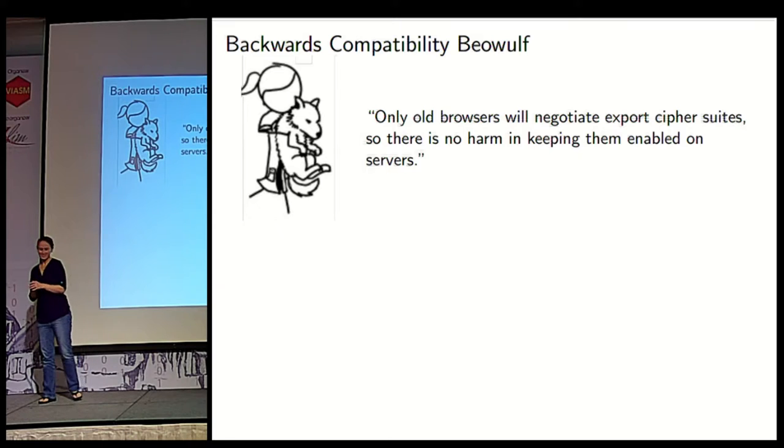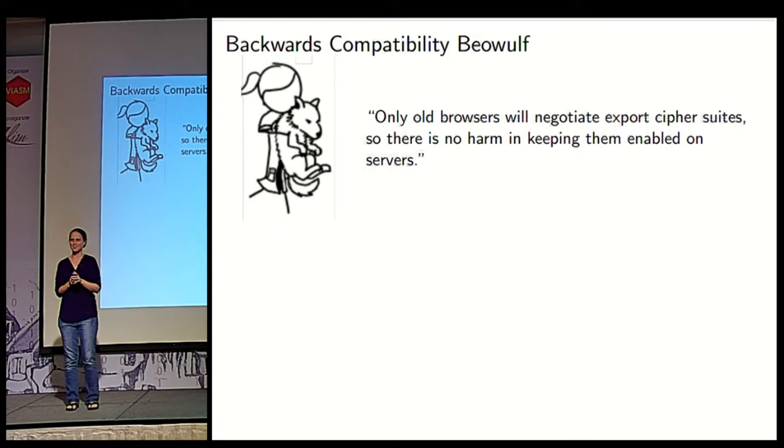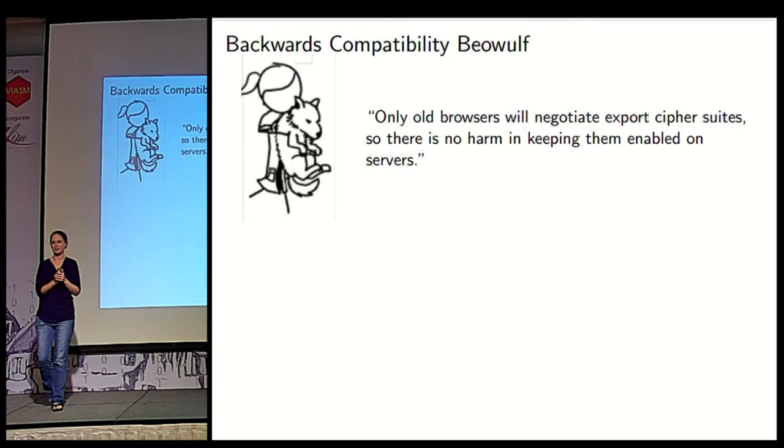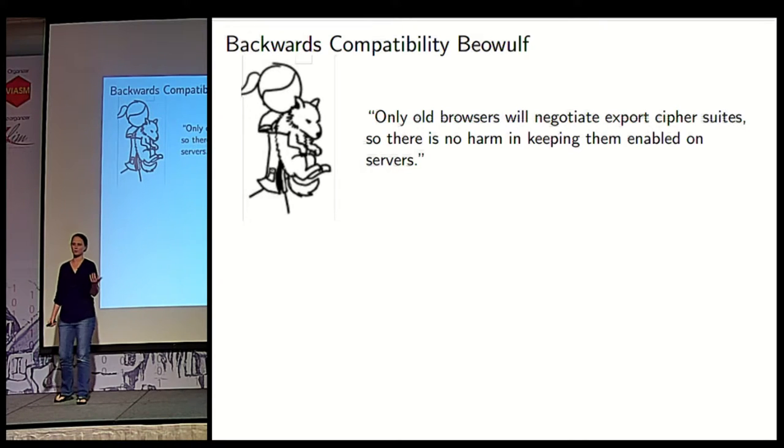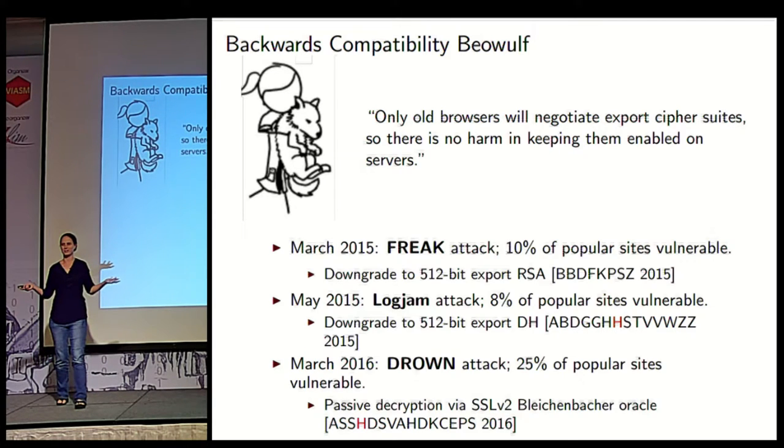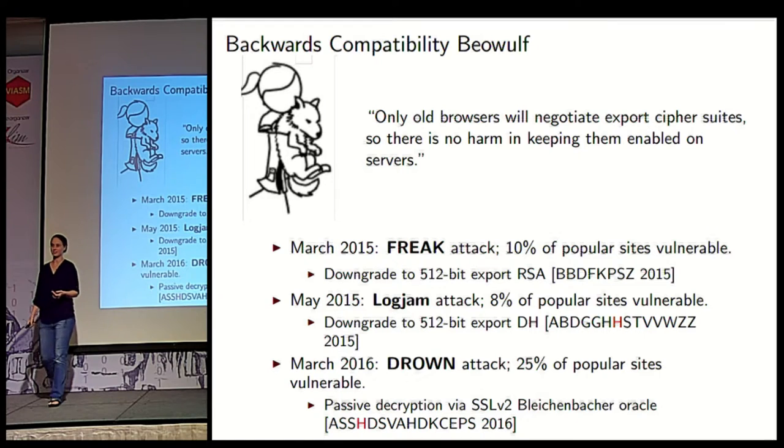So, here's another character for us. Backwards compatibility Beowulf. Backwards compatibility Beowulf says, only old browsers will negotiate export cipher suites, so there's no harm in keeping them enabled on servers. Even though the political environment has changed, some customer might come to your e-commerce site using a 1996 version of Netscape, and they might really want to buy your product, so you don't want to lose customers, so of course you're not going to turn these things off. There's no harm in keeping them enabled. Well, except that it turns out that there are.